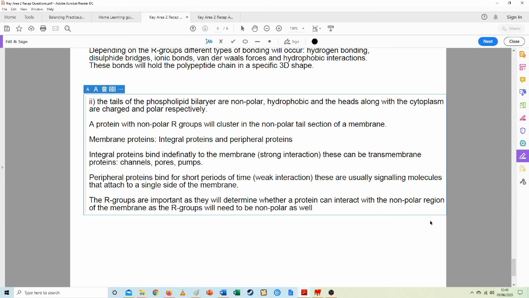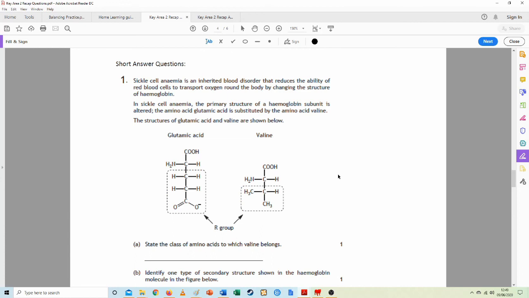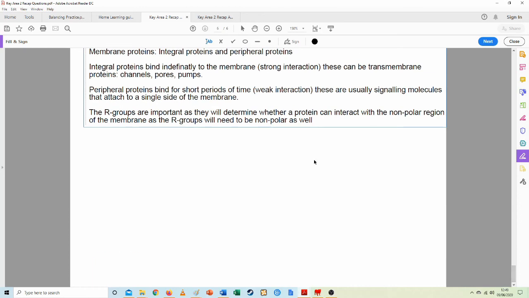Now, if you wanted to be really fancy and be almost cheeky, but not really, we've got a question here. A short answer question, which gives us the name of an amino acid that's non-polar and the name of an amino acid that has a charged group on it. So you could even use that as an example. For example, the R group on valine is non-polar and so could interact with the tail.